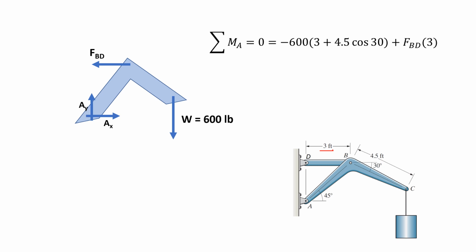And as you can see, we only have one unknown in this equation. You would be able to solve for FBD. And since the magnitude that we were able to solve for FBD is positive, it means that we were able to assume the right direction of FBD. Instead of writing to the left, we write tensile. That's what we do for a two-force member. We assume that the two-force member is under tension or compression.